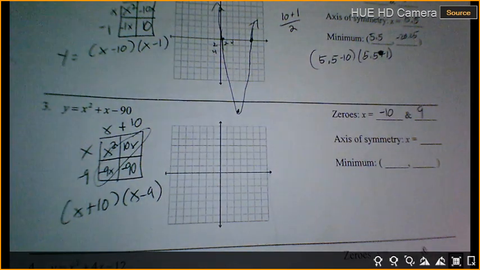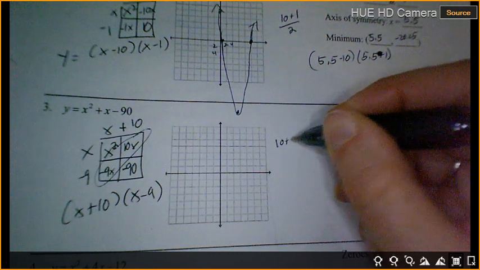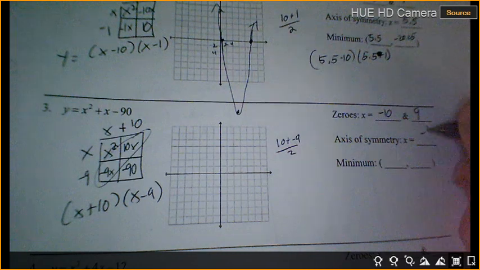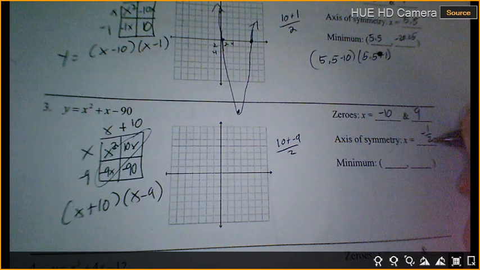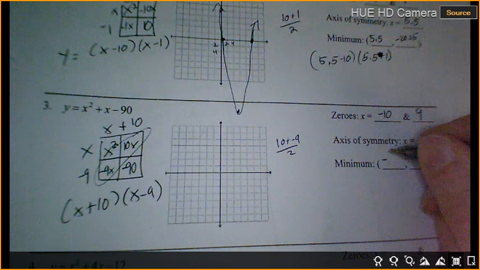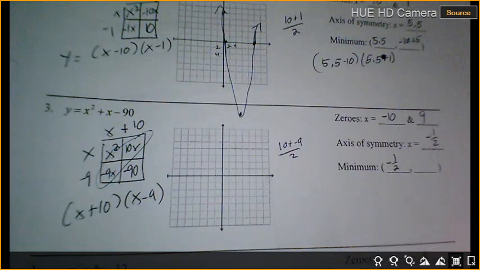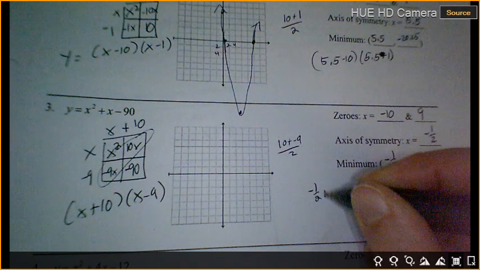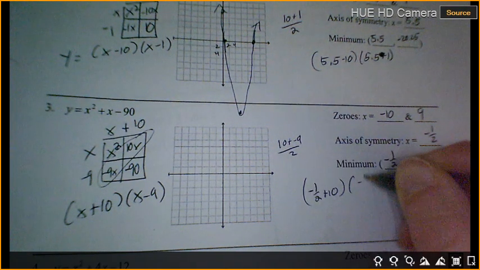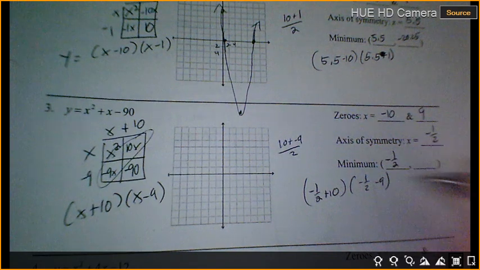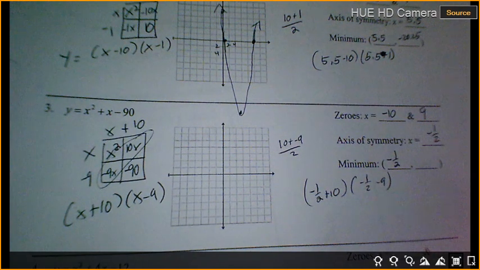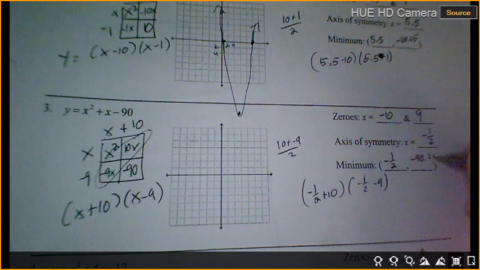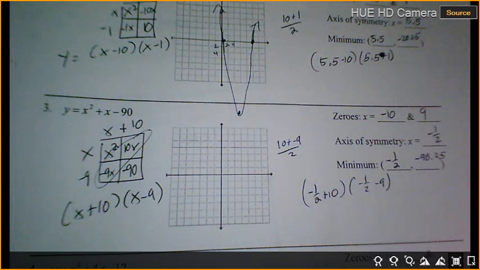Okay. And then to get my axis of symmetry, I add them together, divide by 2. So I get negative 1/2. I'm going to plug this in, negative 1/2. That's my x value, so I'm going to plug it in. So negative 1/2 plus 10 times negative 1/2 minus 9 gives me negative 90.25. Okay. It's not going to show up on my graph.